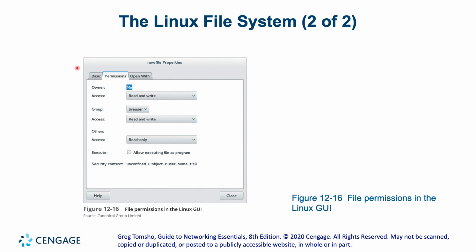So here's a dialog box. Typically you would do it from command line, but this is a Linux GUI that allows you to change permissions. Notice the owner is me. I have read and write access to it. The group that the file belongs to is called live user. Has read, write, and execute permission. And then everybody else on the system has read only.